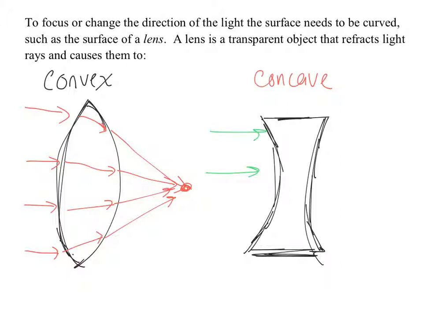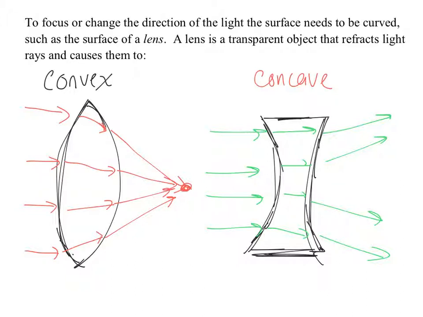Light rays come in. They hit the first boundary. They hit the second boundary. And these light rays literally diverge. The reason this happens is because of Snell's law, because of refraction.